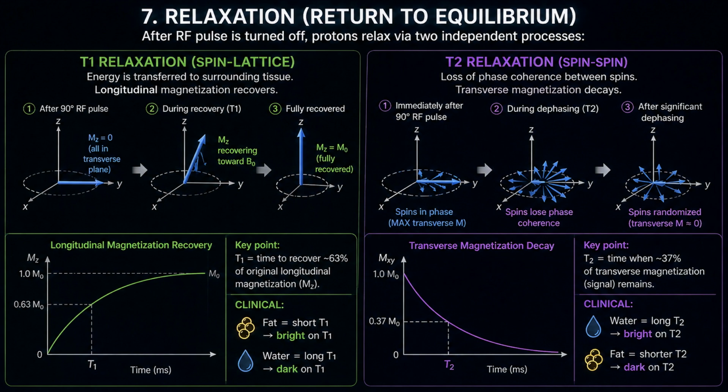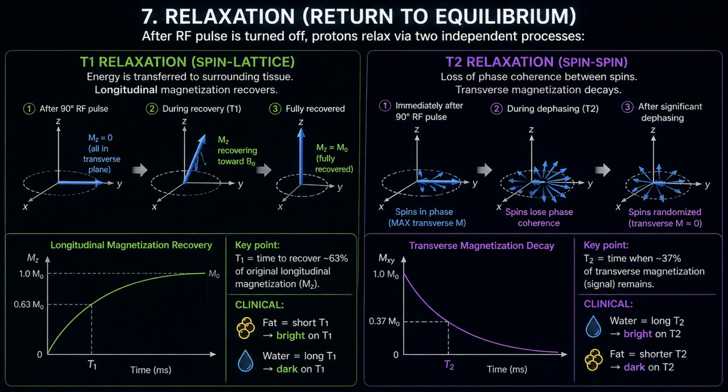Let's dig into T1 relaxation because you probably already learned about T1 weighted image. Energy is transferred to surrounding tissue, and longitudinal magnetization recovers. Defined as time to recover some 63% of original magnetization. Notice the clinical part. Fat has a short T1, so fat will be bright on a T1 series. And water has a long T1, so it will show up dark on T1 series.